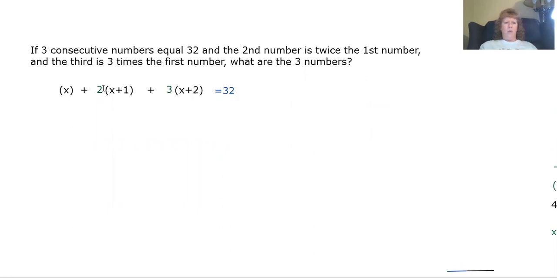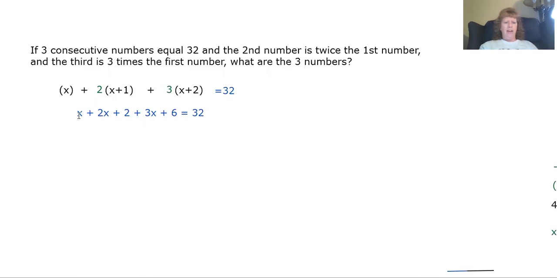So let's go through and work the part of the problems that we have so far. The first number was x. Then we have 2 times x and 2 times 1. We're going to add to that 3 times x and 3 times 2. And that's all still going to equal 32.